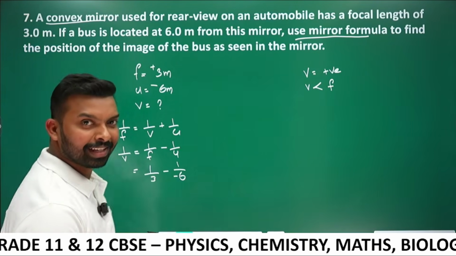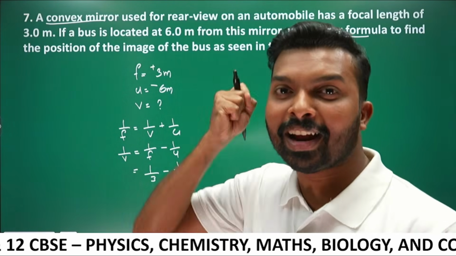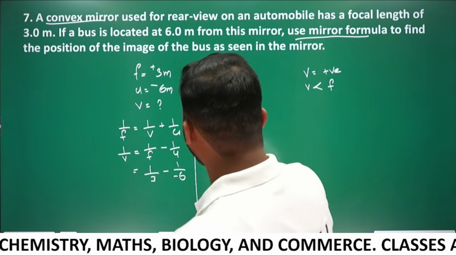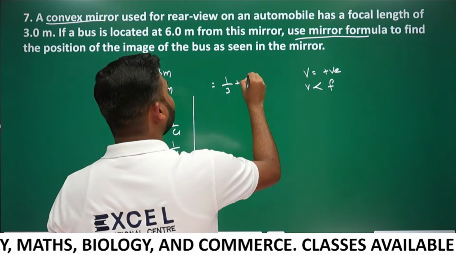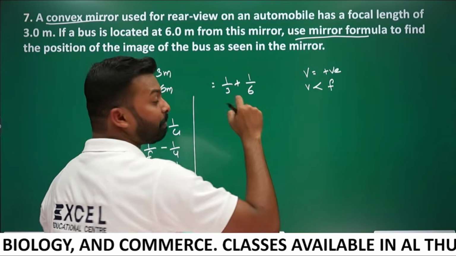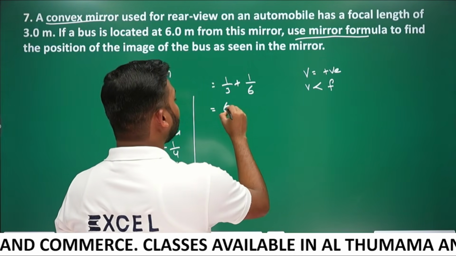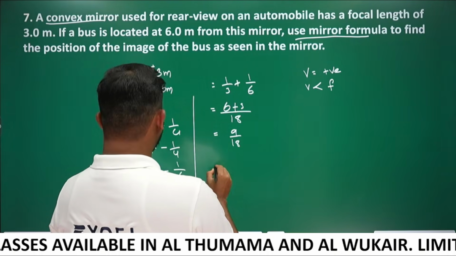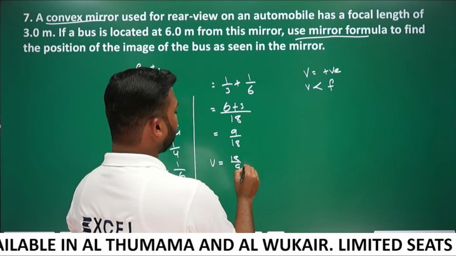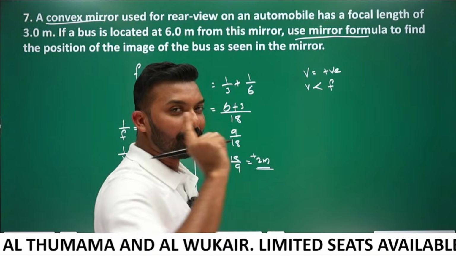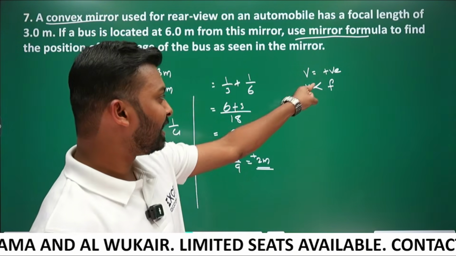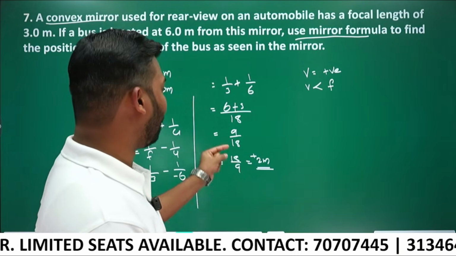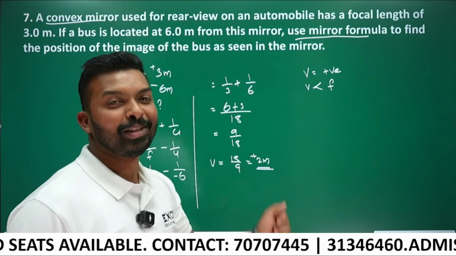1 by minus 6. Now you can understand the answer is going in the right path. How? This is 1 by 3, this is minus 1, so this will be plus. So it will be 1 by 3 plus 1 by 6. This will be 6 plus 3 by 18, which will be 9 by 18. On taking the reciprocal, V is equal to 18 by 9, which is equal to 2 meters. This is positive, and this is 2 meters. Is it less than the value of F? F is 3. The value of V is 2 meters.